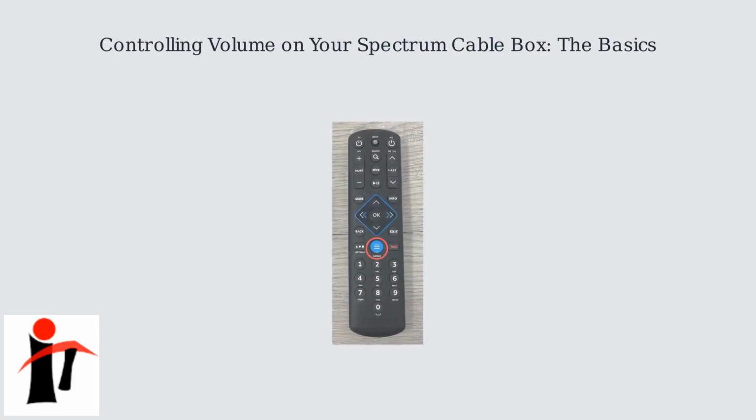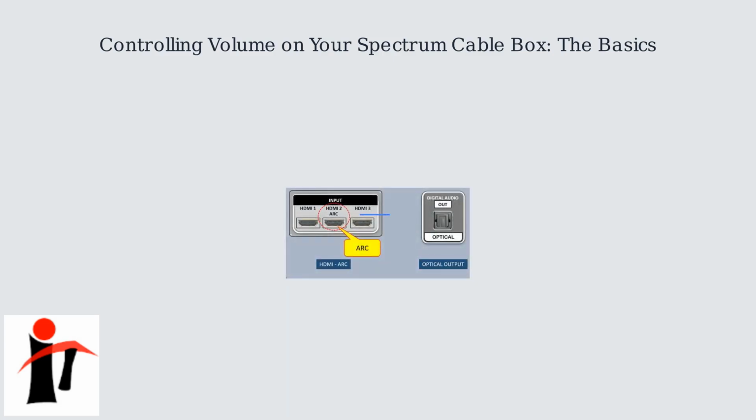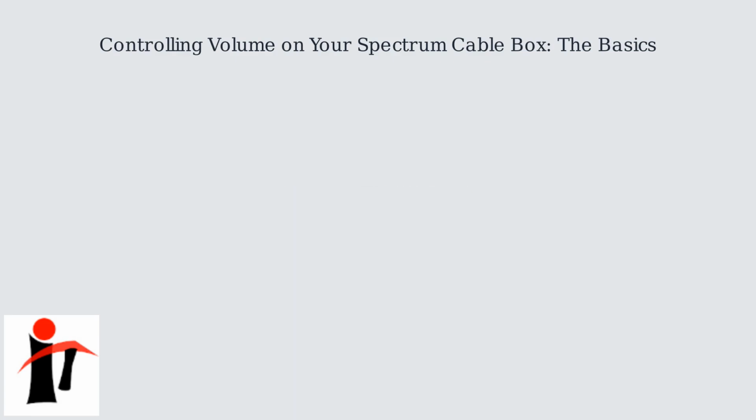Having trouble with your Spectrum cable box volume? The primary way to control volume is using your Spectrum remote. The volume up and down buttons should adjust the audio. If you're using a soundbar or receiver, ensure your TV's HDMI ARC (audio return channel) port is connected for seamless audio routing. Also, double-check that your TV and soundbar are not muted.